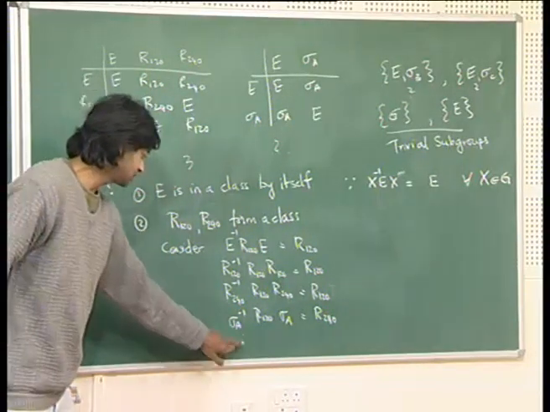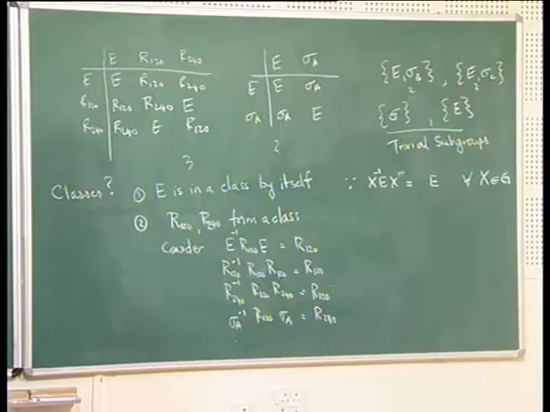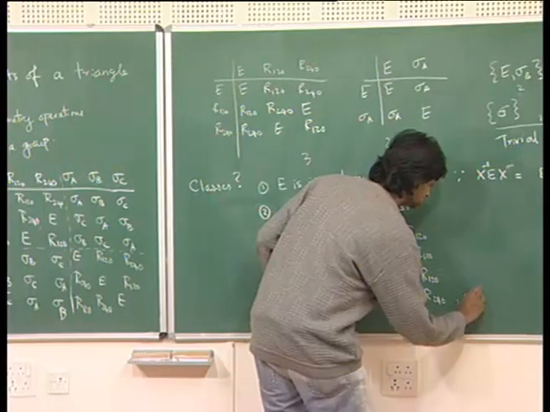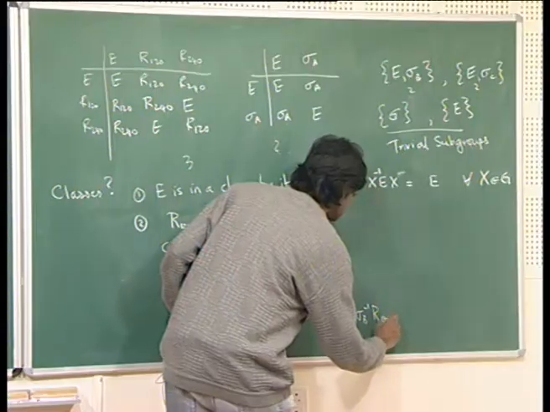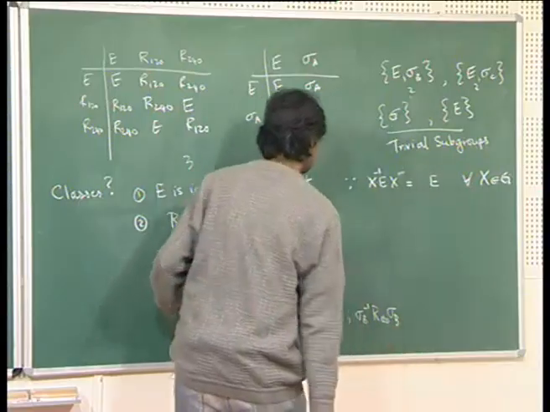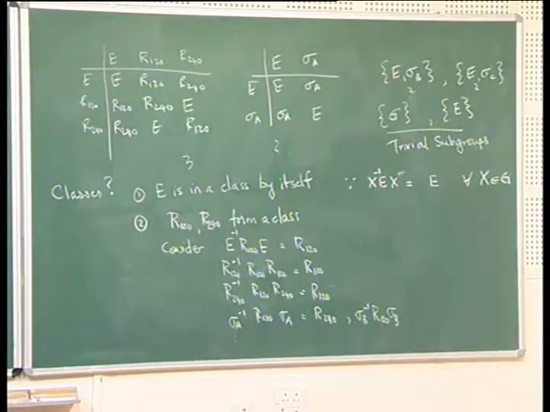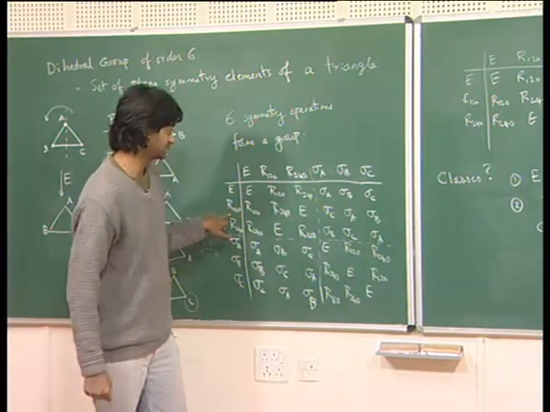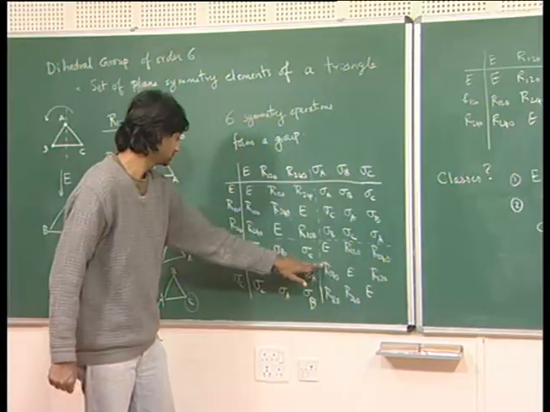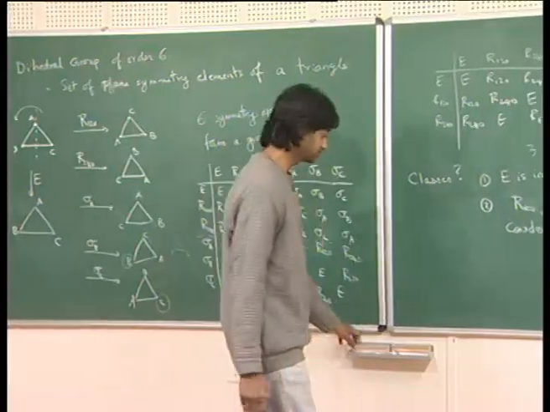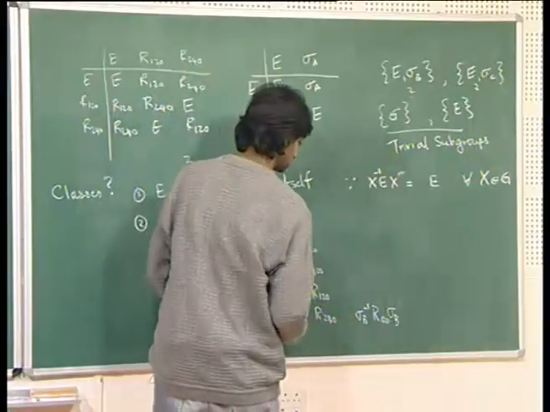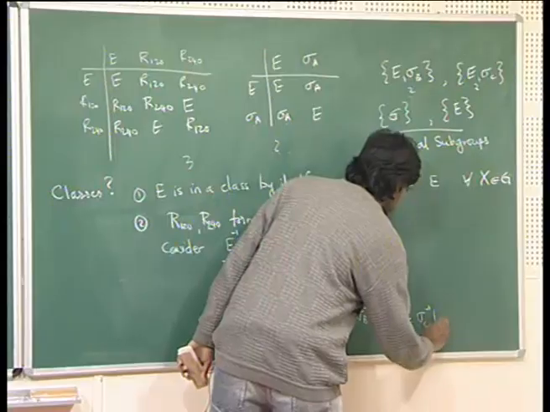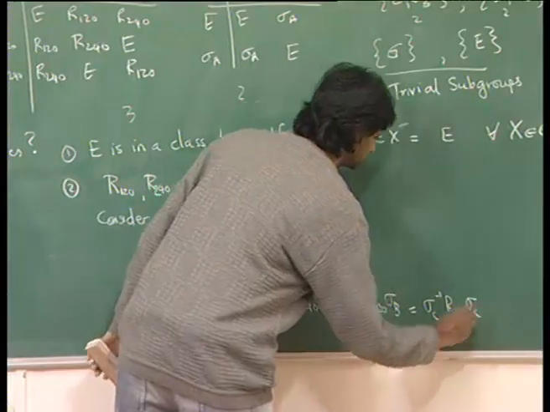Similarly, if you do sigma B and sigma C, you will get R. So, if I do sigma B, I'll just write it here. Sigma B. So, if I do sigma B inverse, that is just sigma B R 120, sigma B R 120 is sigma A. So, sigma A into sigma B is just R 240. So, this is also equal to this, and similarly this is equal to sigma C inverse R 120 sigma C.